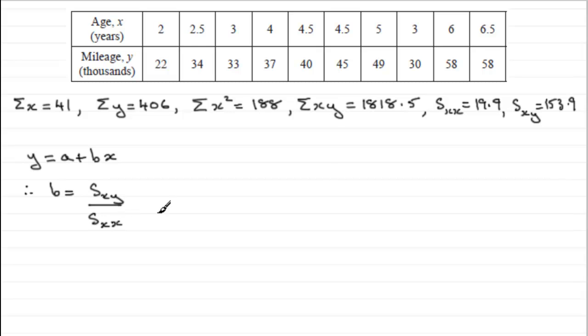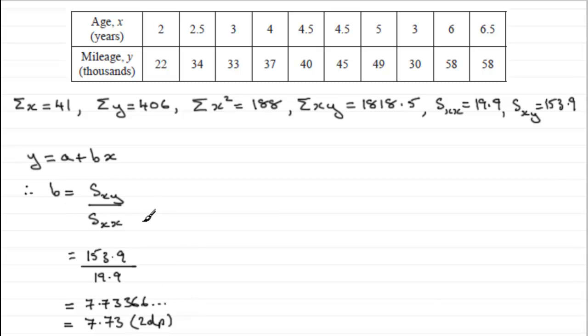in the first part of the question, and I've written those values back in our summary statistics here. So if we work out that Sxy, 153.9, divided by Sxx, which was 19.9, you'll find that you get 7.73366. That's the unrounded version. We're told to round it to 2 decimal places, so that's 7.73 to 2 dp. So that's our value of b.